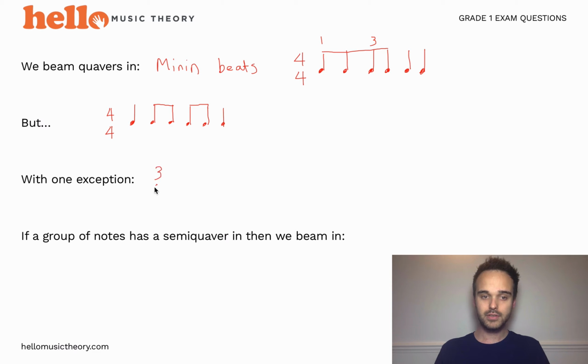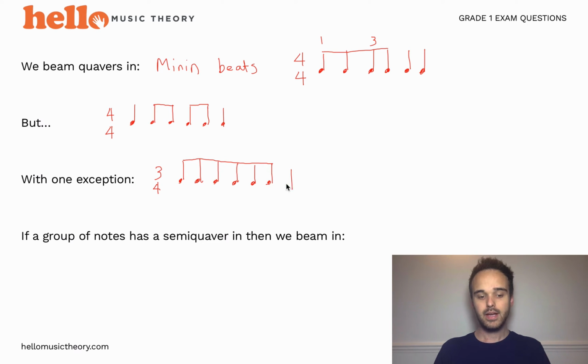Okay? And there is one more exception, which is in the time signature 3/4. So in the time signature 3/4, we can actually beam them together in longer than a minim beat. We can do it in a dotted minim beat. So let's say we had a whole bar of quavers. So 1, 2, 3, 4, 5, 6 quavers in a bar. Let's draw these out. When we're in 3/4, we can beam all 6 of those together.